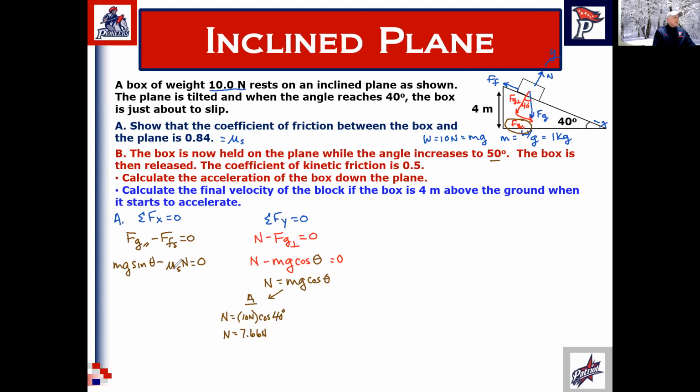When I come over here, we're trying to prove that this is equal to 0.84. Now, let me take this one step farther. This we know is 7.66. If we didn't, we could substitute this in here. And again, we're trying to prove this is 0.84. The mg's cancel.